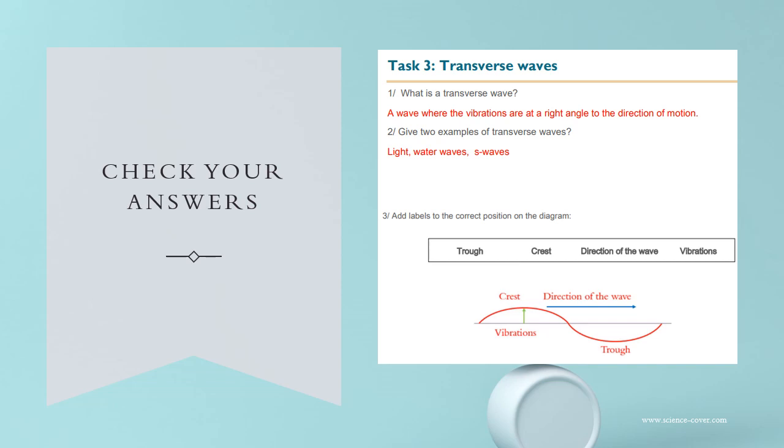Question 3. Add labels to the correct position on the diagram. The crest is the highest point of the wave, the trough is the lowest point of the wave. The vibrations are represented by the green arrow travelling up and down, and the direction of the wave is represented by the blue arrow moving left to right.